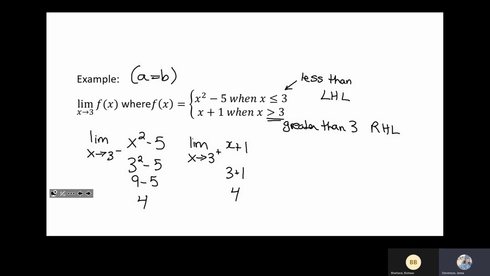So the left hand matches the right hand. We can say left hand limit equals right hand limit. So the limit of this function as x approaches 3 has a value of 4. And so this one does exist.